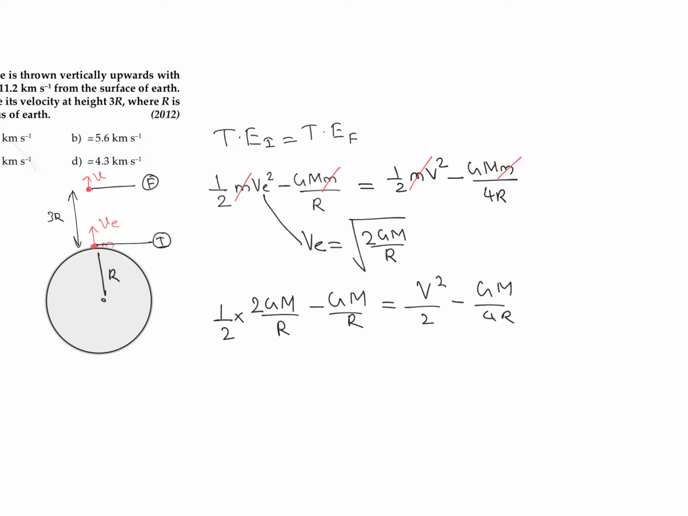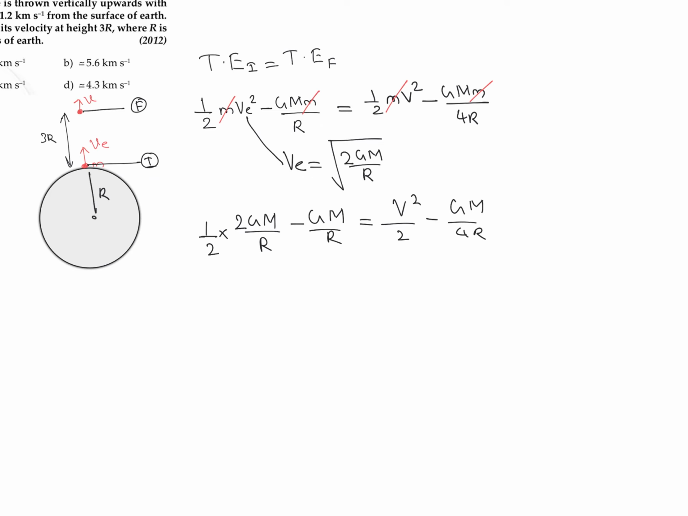Now we can observe that the 2 and this 2 can be cancelled. So it becomes GM by r minus GM by r, and that value also gets cancelled. So we can write v square divided by 2 is equal to GM divided by 4r. The 2 and the 4 get cancelled, so the value of v can be written as the root of GM divided by 2r.